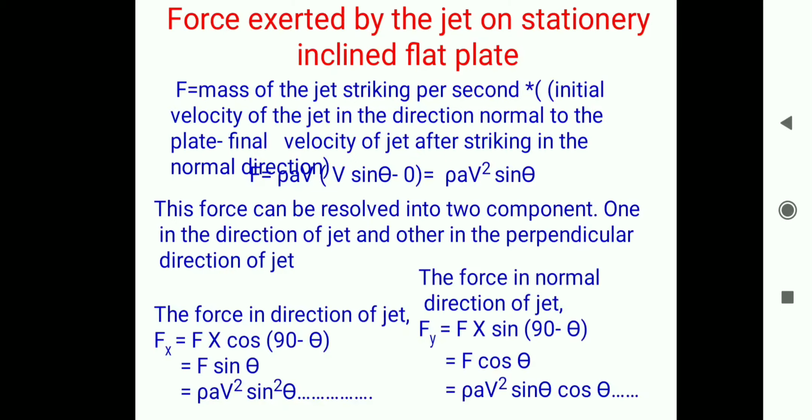Similarly, the force in the normal direction of jet Fy is equal to force into sine 90 minus theta, which becomes F cos theta. Again, putting the value of force from the above equations, we get rho A V square sine theta cos theta.